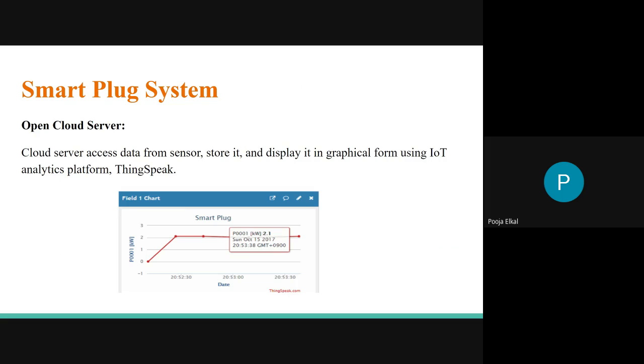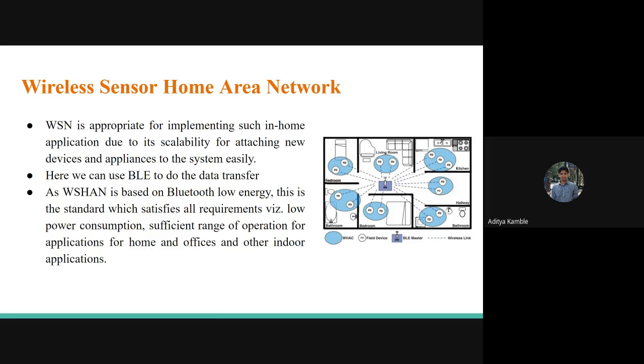Moving on to the next slide. For the next slide, we will be discussing the wireless sensor home area network. As discussed earlier, this will be used in the smart home system.